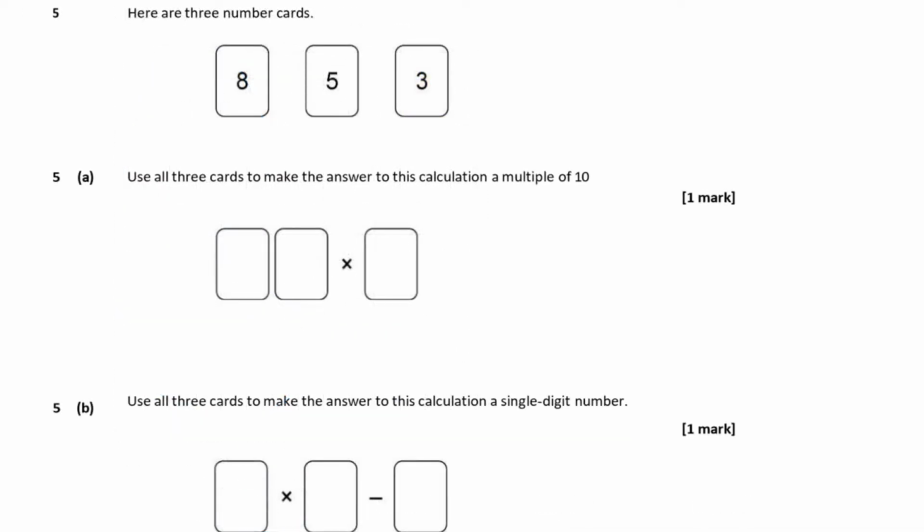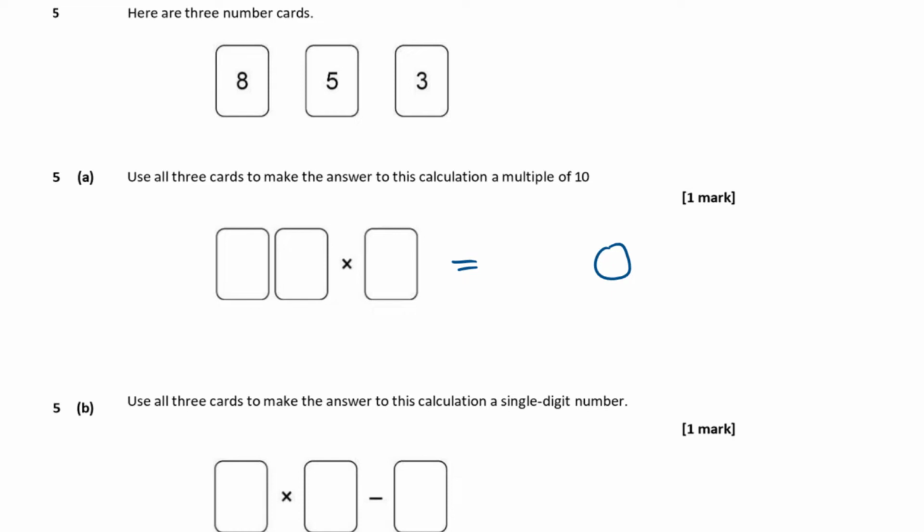Here are 3 number cards, 8, 5, and 3. Use all 3 cards to make the answer to this calculation a multiple of 10. Okay, well, if it's a multiple of 10, it must have a 0 on the end, mustn't it? So we're looking for 2 numbers that multiply together to give you a 0 on the end. Well, it can't be the 3.